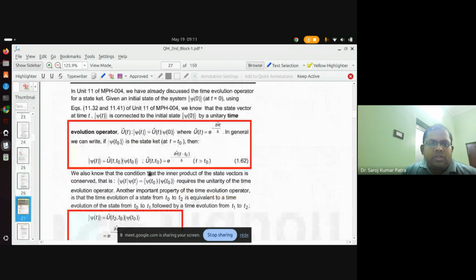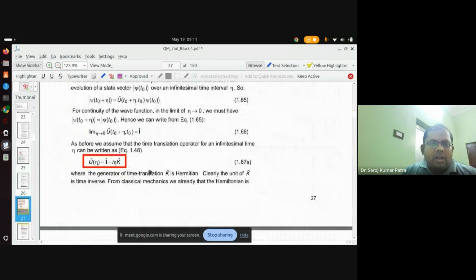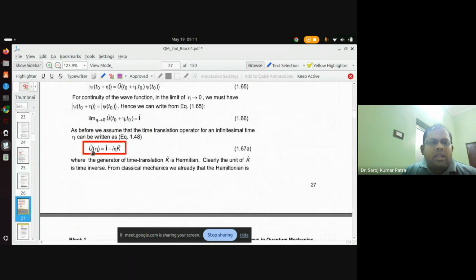For the time evolution operator, we need to find out a similar form, where U(eta), where eta is the translation in time, will be equal to the identity minus i eta K, where K will be the generator. The generator of time translation K is Hermitian. Clearly, the unit of K is time inverse. It has to be, because if eta is time, then K has to be time inverse. Otherwise, it will not work.